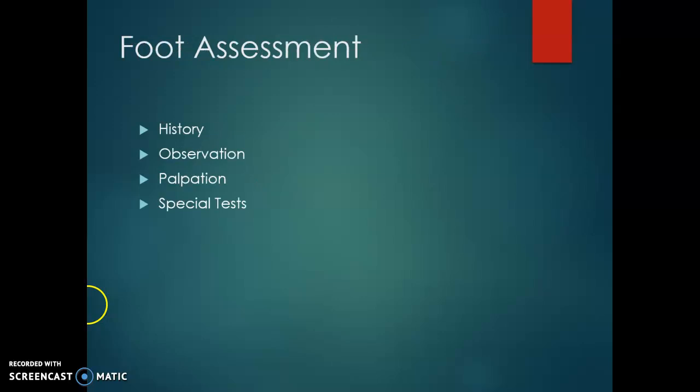Foot assessment, we're going to follow HOPS: history, observation, palpation, and then special testing. This is what we are going to follow for all of our different joint and body anatomy assessments.